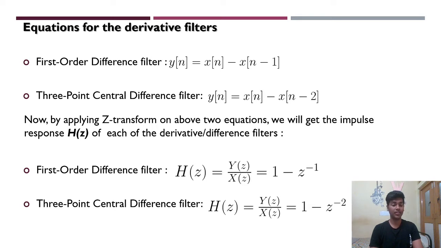Now we apply Z transform to the above two equations and we obtain the frequency response or the transfer functions of these two. So in case of first order difference filter, we have h of z equal to 1 minus z raised to minus 1. Whereas in case of 3-point central difference filter, we have h of z equal to 1 minus z raised to minus 2.